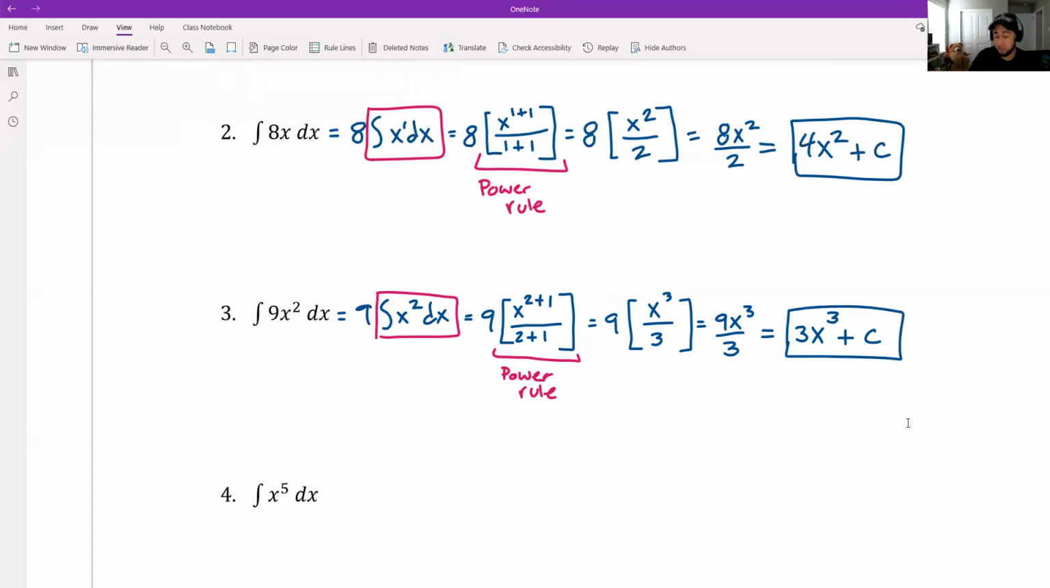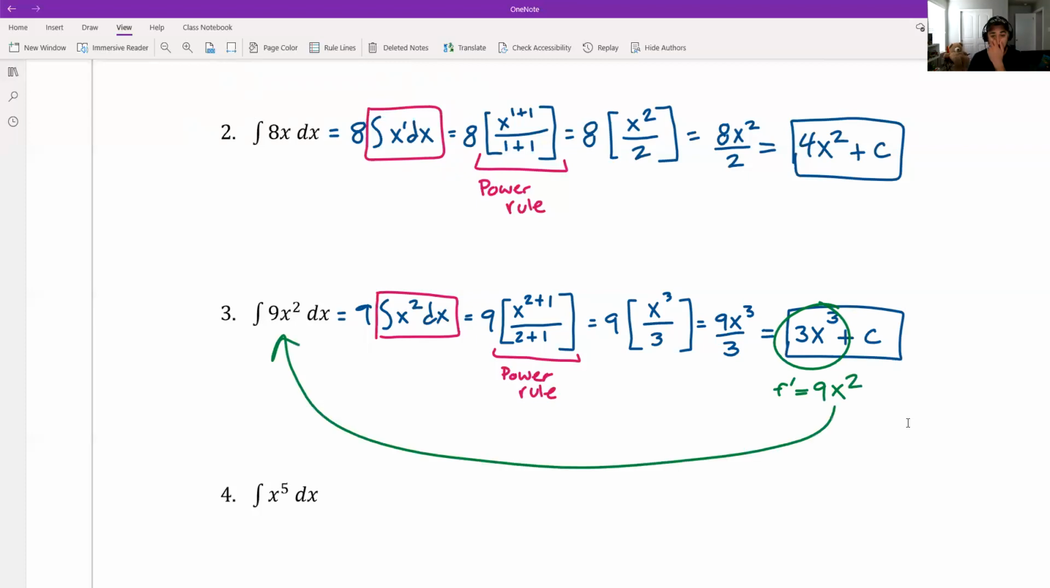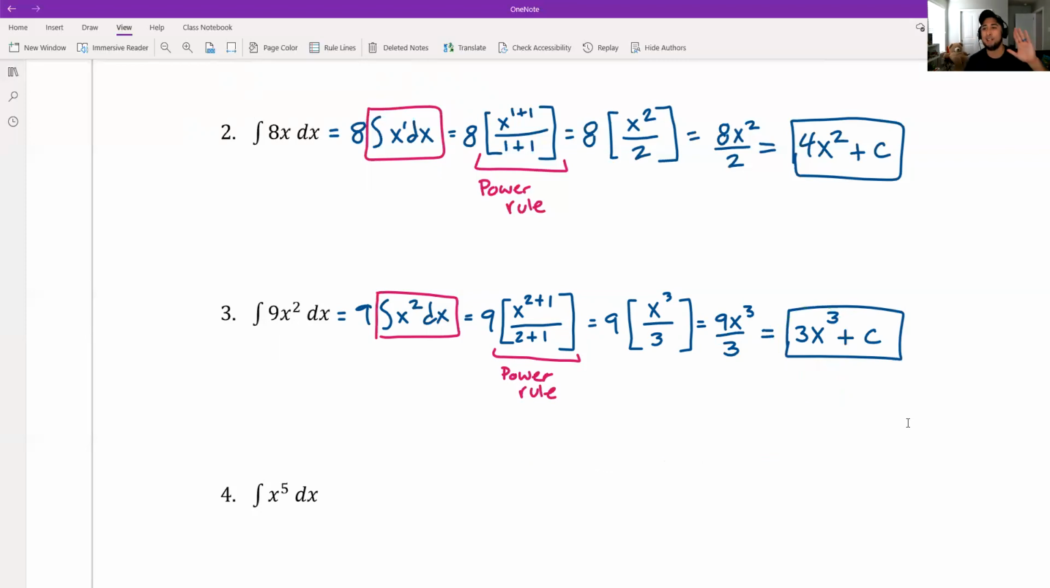And once again, check your work. What's the derivative of 3x cubed? That would be 9x squared. Which is right there. Okay. See? Not bad. Antiderivatives are easy. Okay. All right.